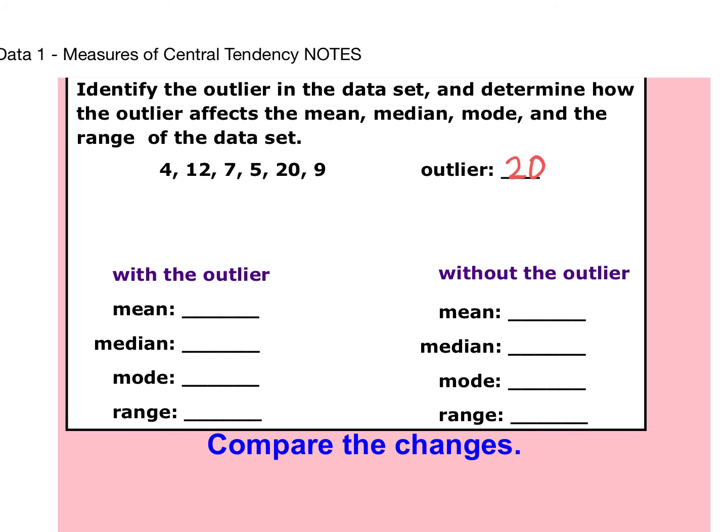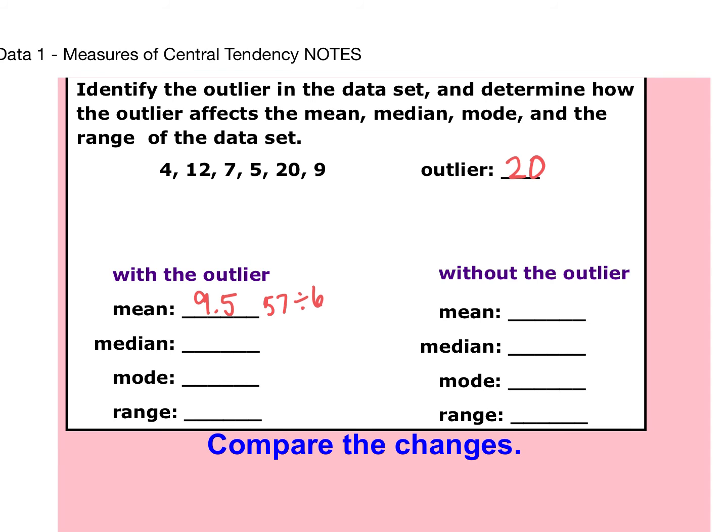I'm going to go ahead and work through these again. We're going to calculate the mean, median, mode, and range with the outlier and without the outlier. So the mean with the outlier, we're going to add up all our numbers. You should get 57. And there's 1, 2, 3, 4, 5, 6 numbers. 57 divided by 6 would give you 9.5 for our mean.